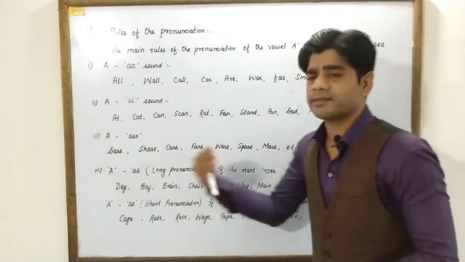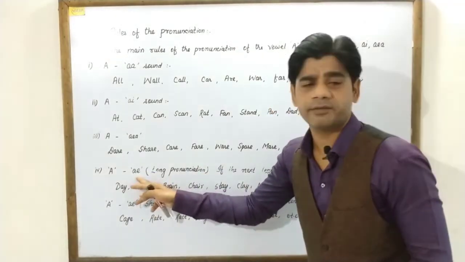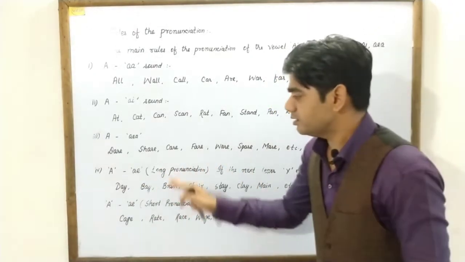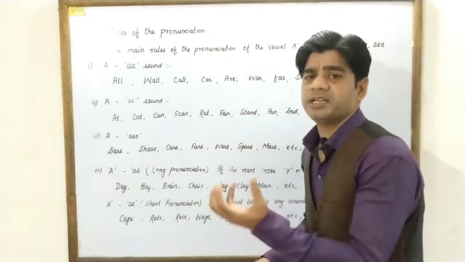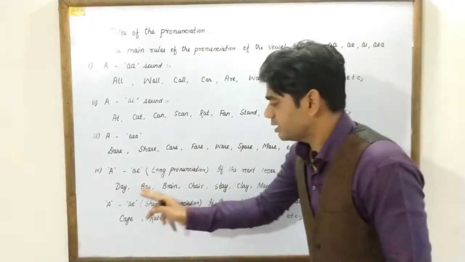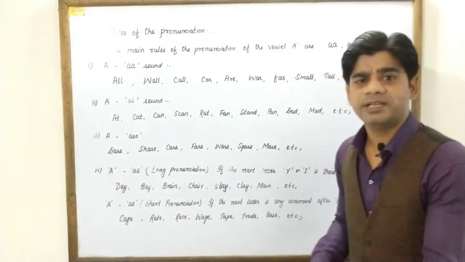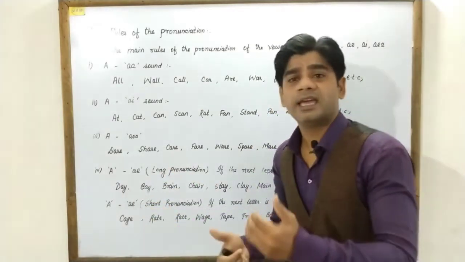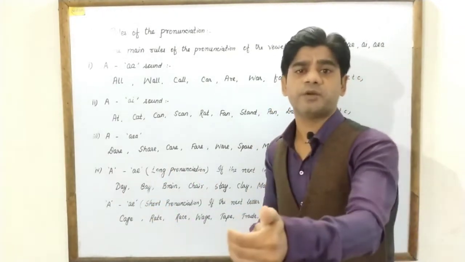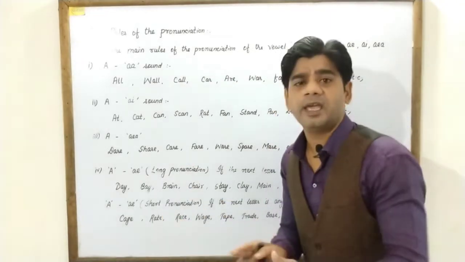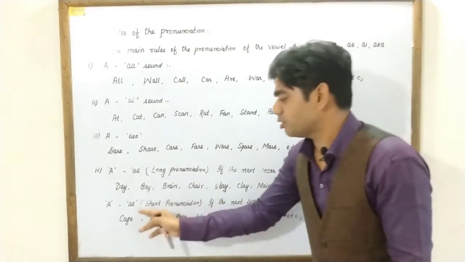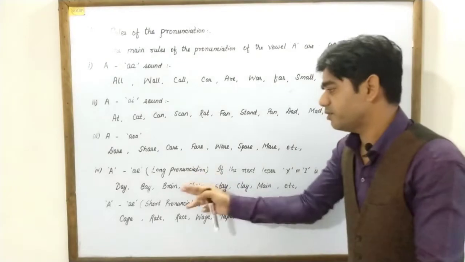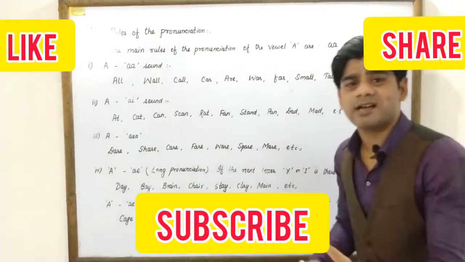Now we have another sound of letter A, that's the A sound. This A sound is explained in two different ways. The first one, this A sound is pronounced in a long pronunciation, and sometimes this letter A produces the A sound in a short pronunciation. So what are those situations in which the letter A produces the A sound in a long pronunciation?